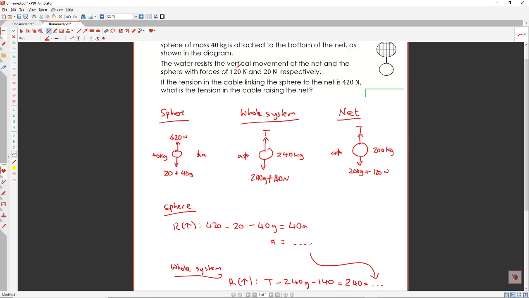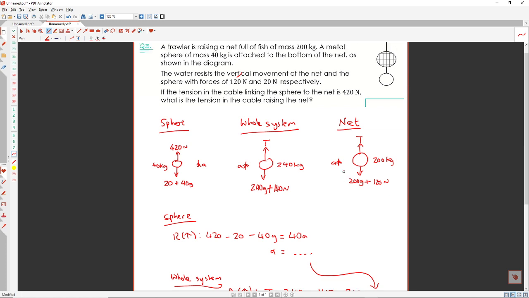But in the time being, I've got quite a few people asking about question 4, so I'm going to have a bash at that one as well.